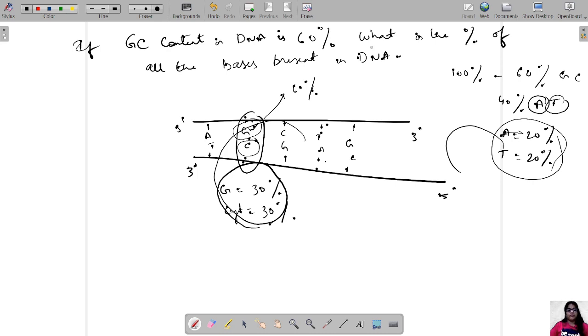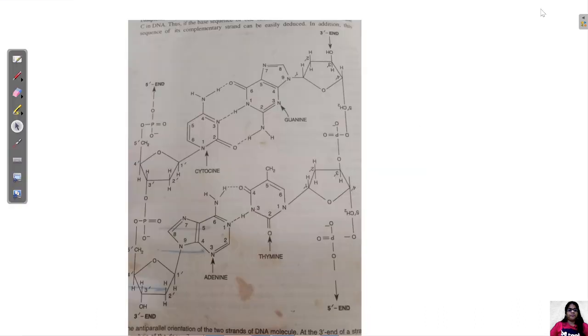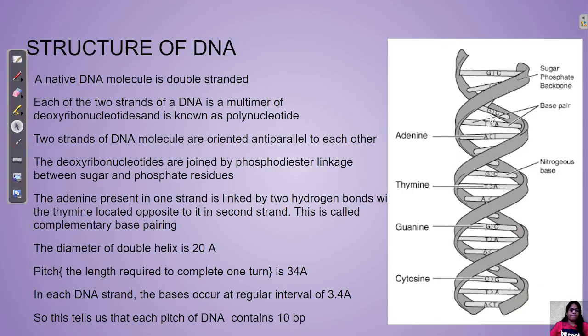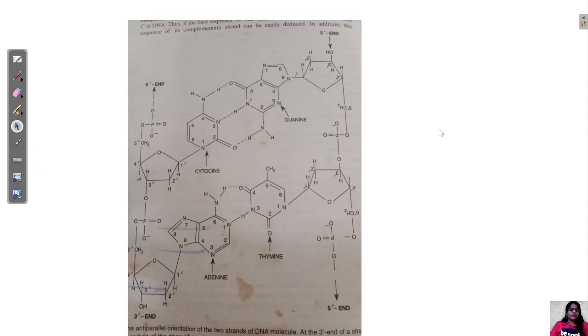Okay, so this is a question that I thought I should discuss. This is the right moment for me, so I thought to discuss this topic. That's why I'm telling you the time has come, so I thought I could share this with you. Okay, so now let's go to the structure of DNA.